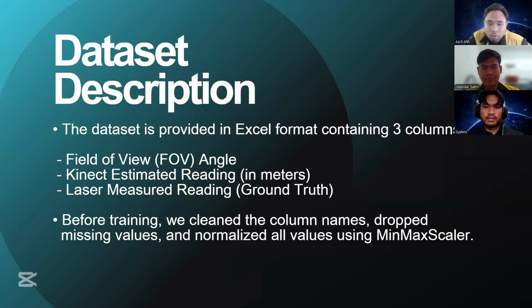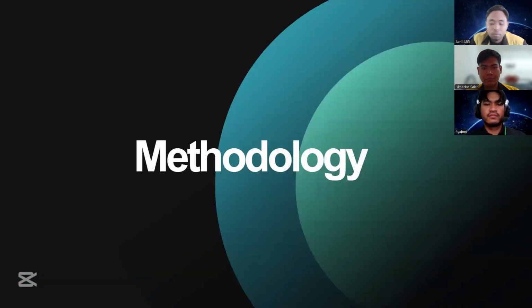For the dataset description, it is provided in Excel format containing 3 columns, which is field of view angles, Kinect estimated reading, and laser measure reading. Before the training, we clean all the column names, drop missing values, and normalize all values using min-max scaler. So that's it for me, and I will pass to my friend Ajel to continue the methodology.